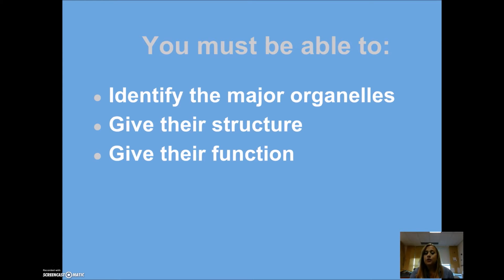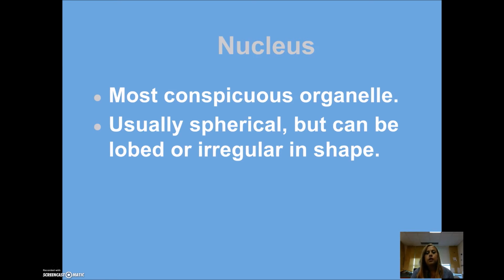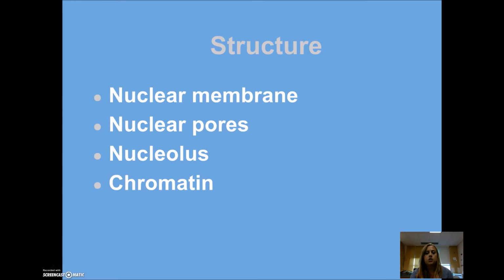With this chapter, you guys are going to be responsible for being able to identify the major organelles, and you need to be able to give their structure and their function. So keep that in mind as we go through. The first thing we're going to talk about is the nucleus. This is the most conspicuous organelle. It's going to be the one that you can see with the microscopes that we have here at school. It's usually pretty spherical. It can, however, be irregularly shaped.